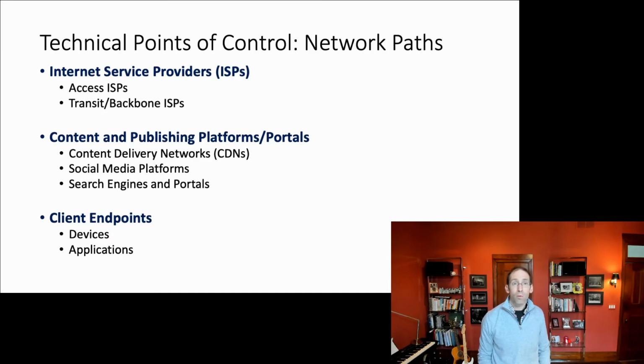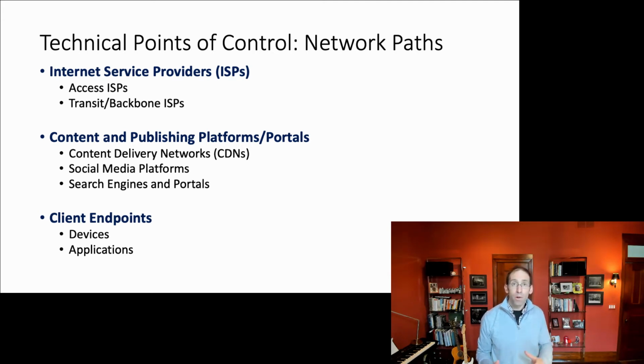There are various technical points of control along an end-to-end internet path where censorship could be implemented. Censorship could be implemented by or at the behest of an internet service provider, either at the access network, in other words, the network that you buy internet service from, or somewhere in the middle of the internet, a so-called transit or backbone internet service provider. Content and publishing platforms and portals, as we've discussed, can also be levers for internet censorship.